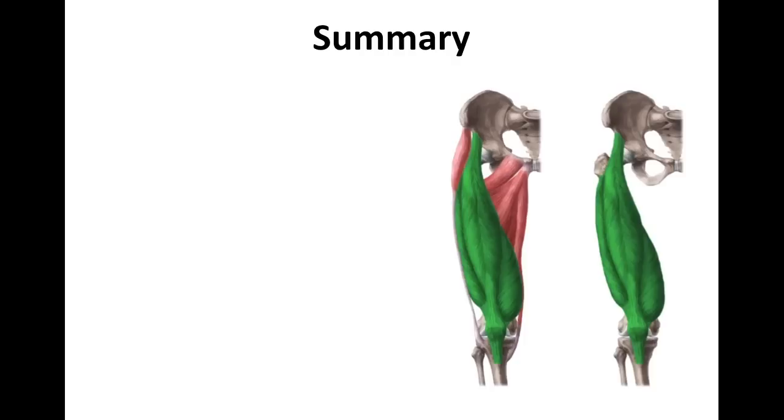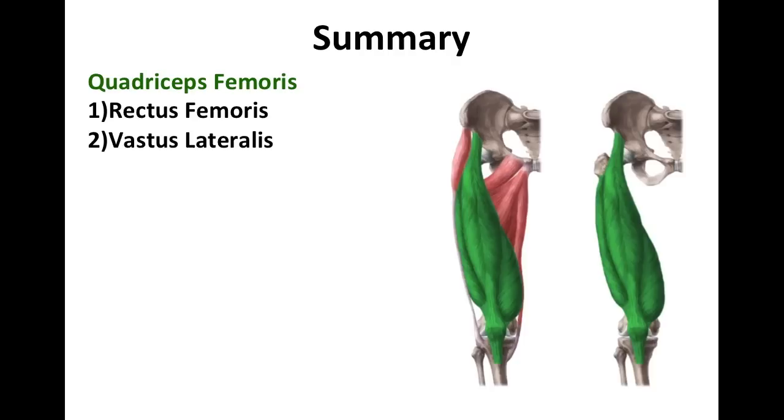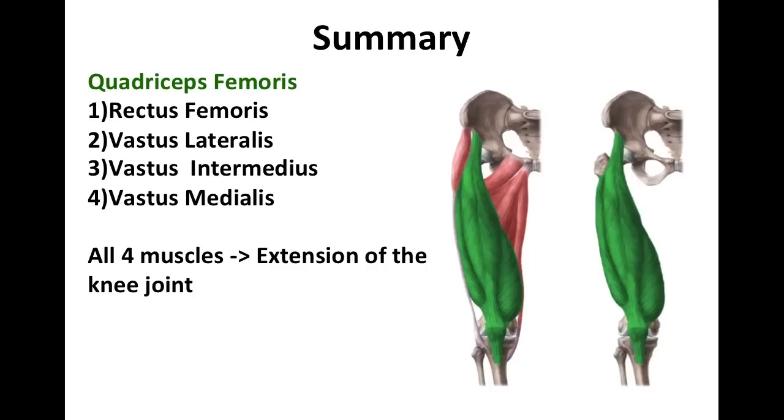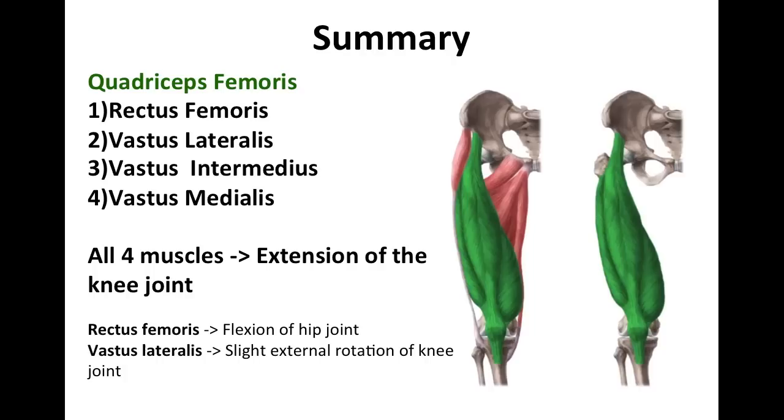In summary, the quadriceps femoris muscle consists of rectus femoris, vastus lateralis, vastus intermedius, and vastus medialis. All four muscles cause extension of the knee joint. However, rectus femoris, since it crosses both the hip joint and the knee joint, can flex the hip joint. Vastus lateralis can cause slight external rotation, while vastus medialis can cause slight internal rotation.